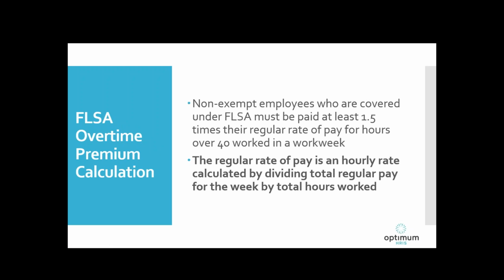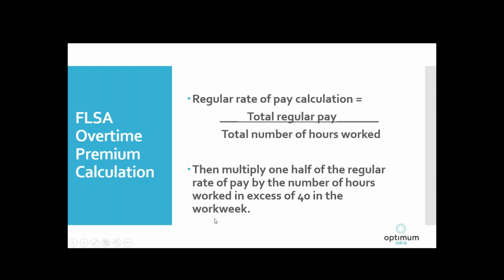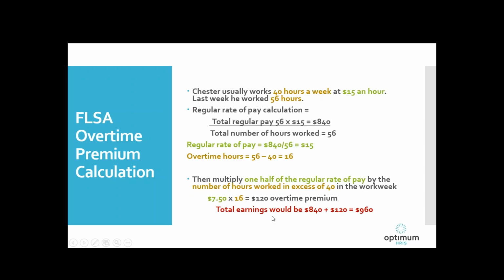For those regular hourly employees who simply get 1.5 times their regular rate of pay for their overtime, sometimes it's not obvious what their regular rate of pay is. Regular rate of pay is an hourly rate determined by dividing total regular wages paid for a week by total hours worked. Well, that sounds easy enough. Regular rate of pay, total regular pay divided by total number of hours worked. And you take 1/2 of that and multiply it by the number of hours worked over 40 to find overtime pay. But let's look at an example.